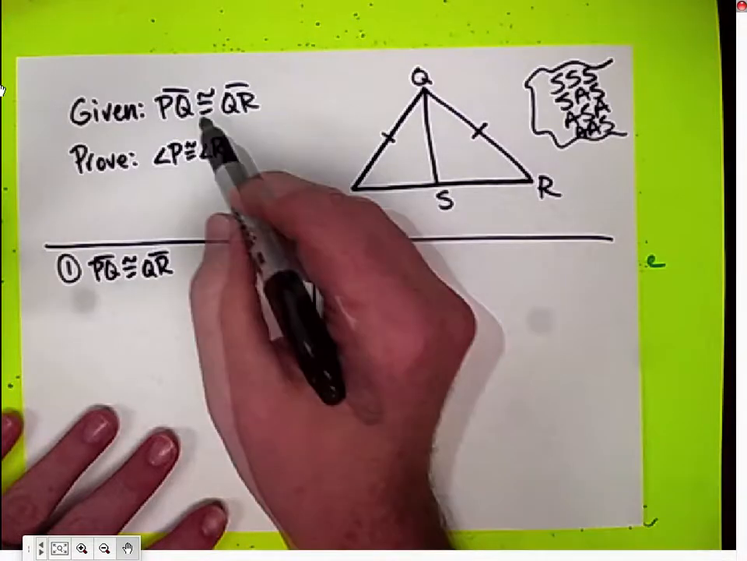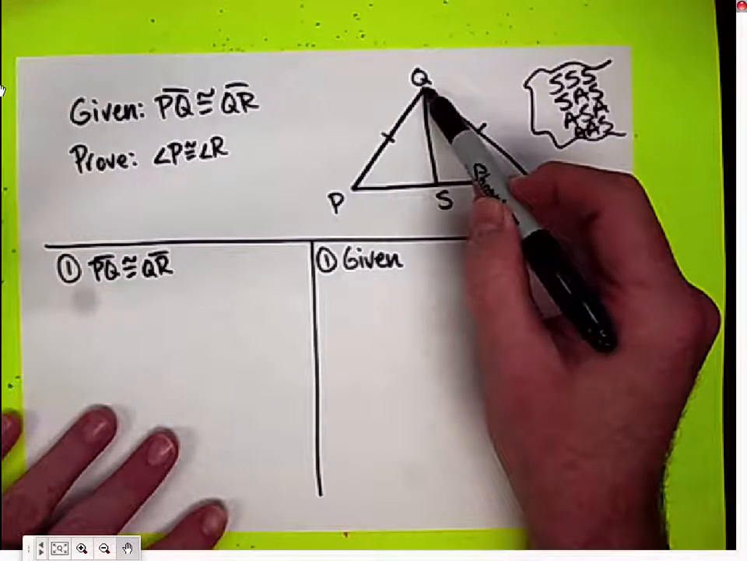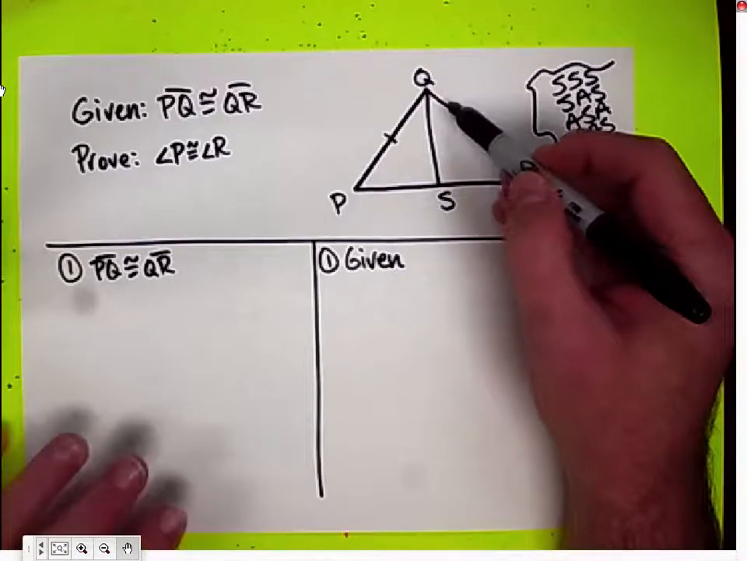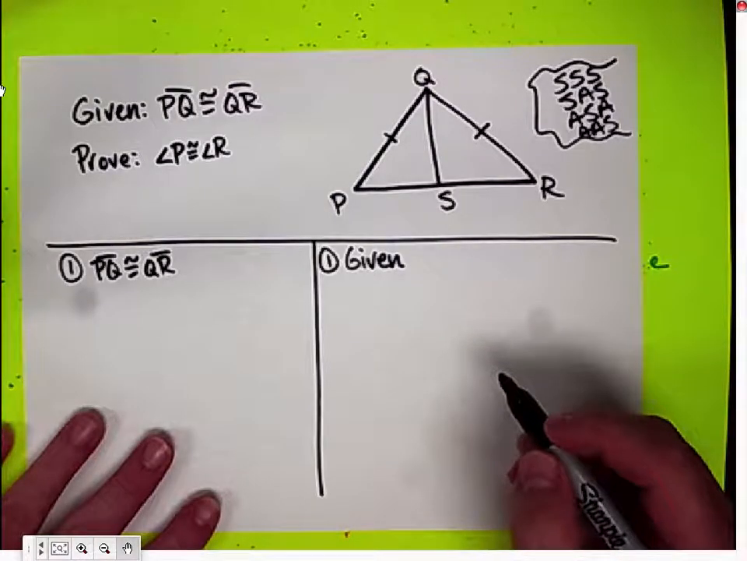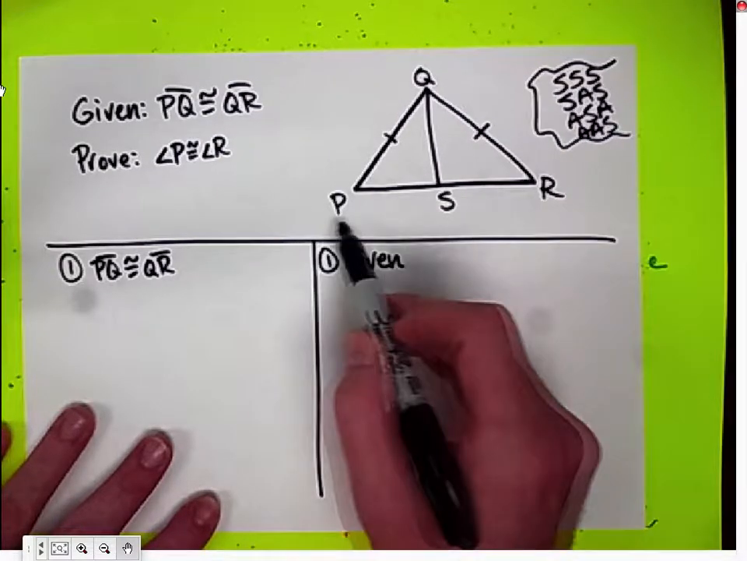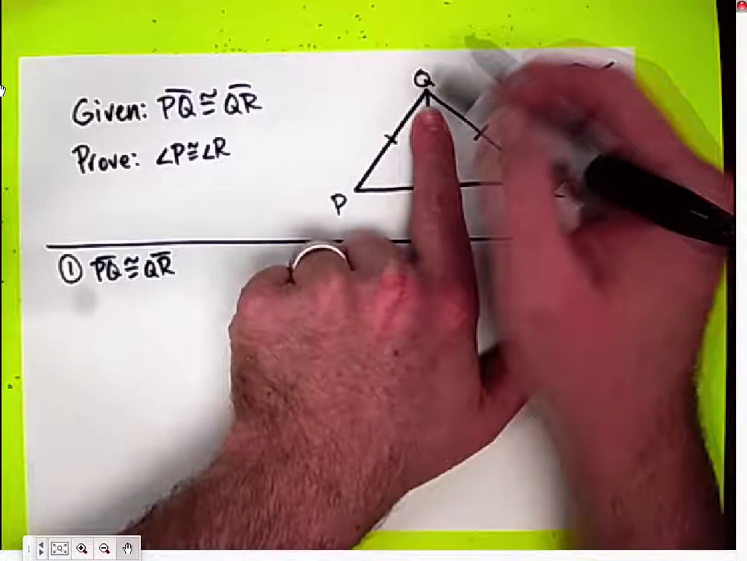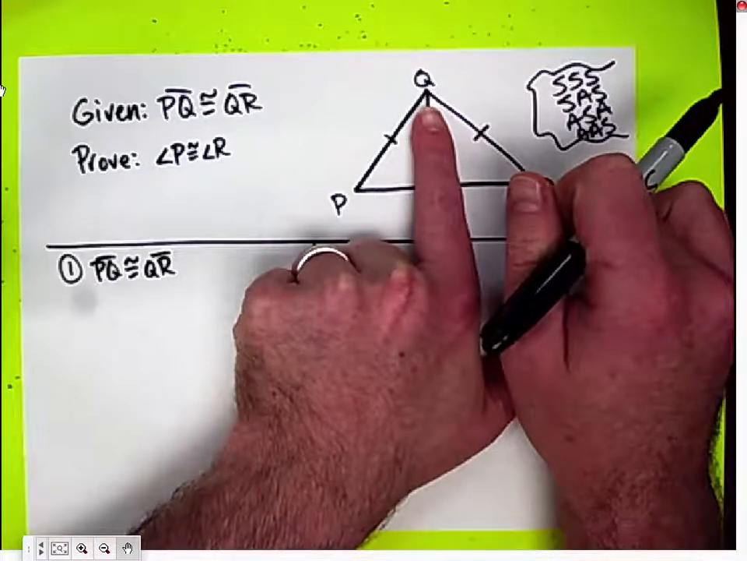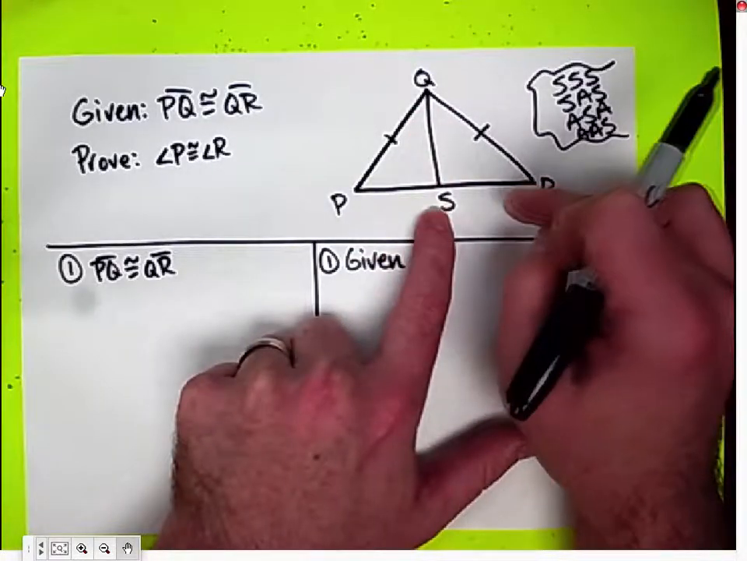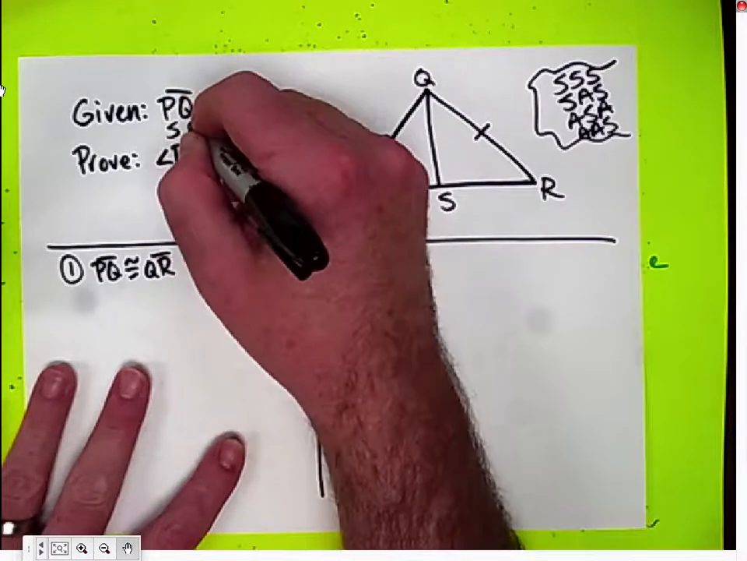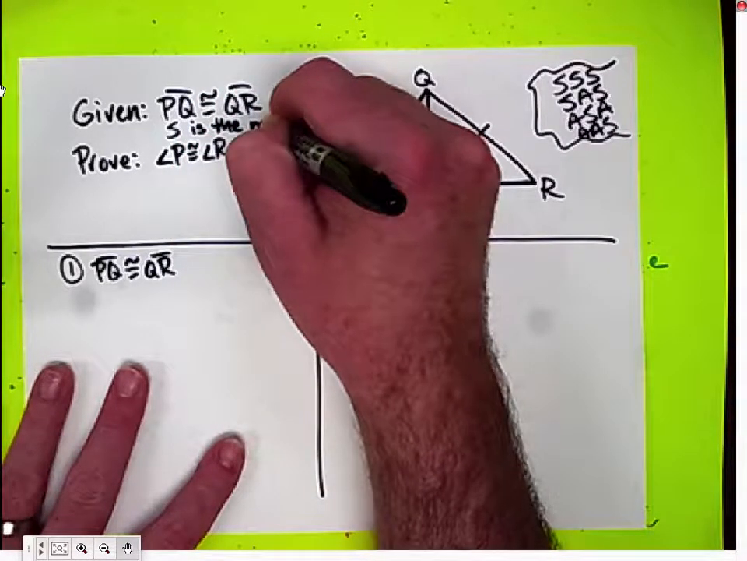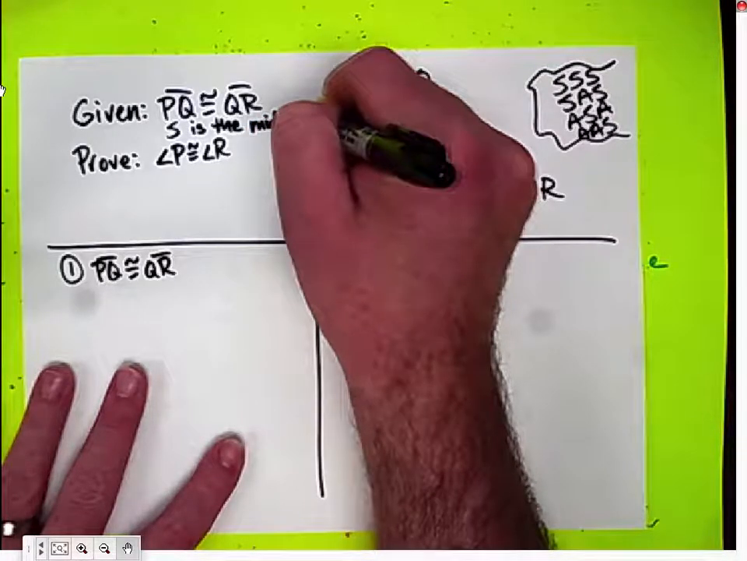One other thing I'm going to do, I forgot to put this in the given, because your book does it a little differently. PR is a segment, right? If we're thinking about this big triangle, PR is just one of the sides. How many midpoints does a segment have? Just one, right? So I'm going to let S be the midpoint of PR.